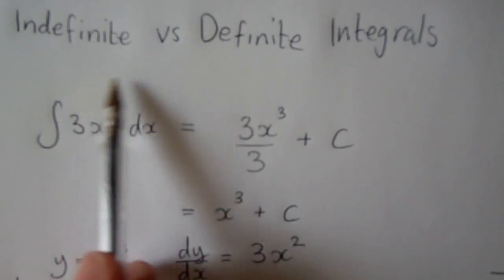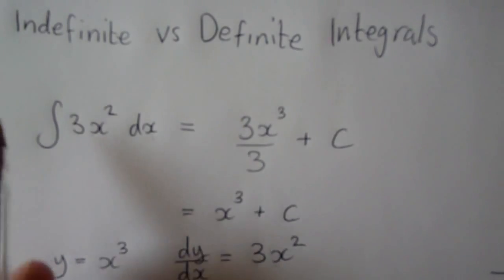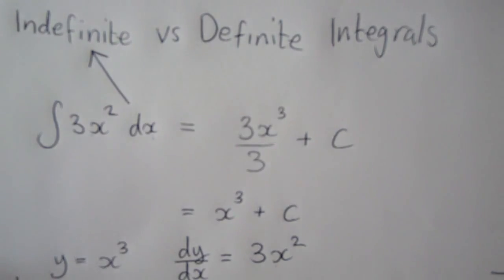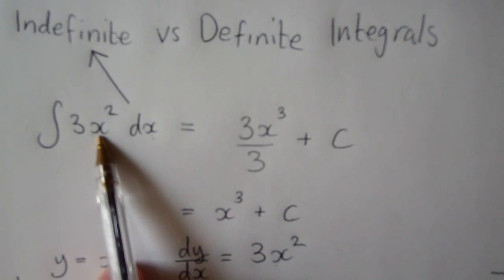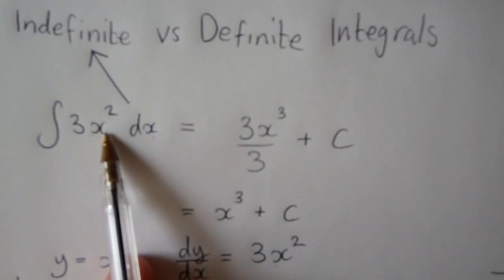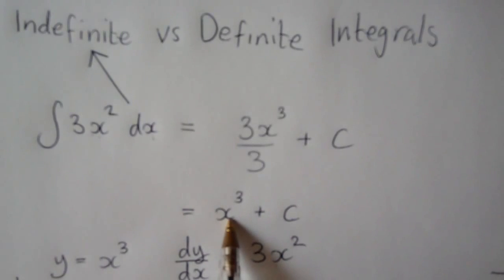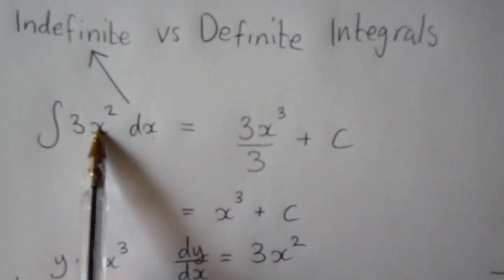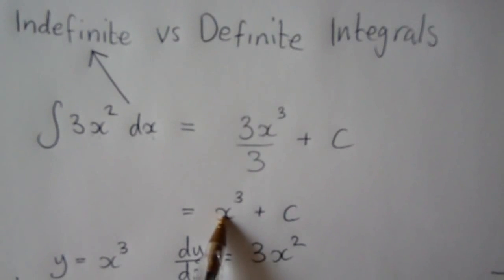Okay? So this here is an indefinite integral. And this is an algebraic expression, something with x in it. That goes in, what comes out? Something with x in. So remember that with indefinite integrals, you've got x in the integral, and then when you've finished, you've also still got x in it. So that is indefinite. Now we're going to look at definite integrals in the next video.